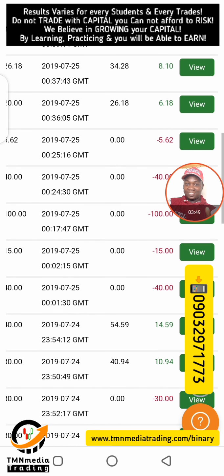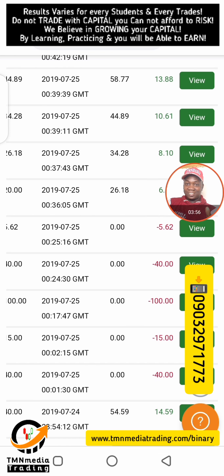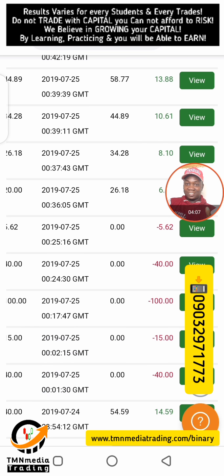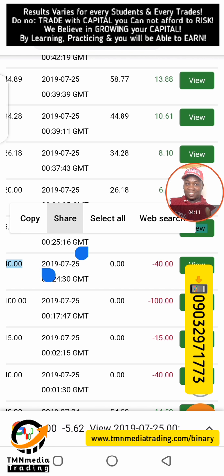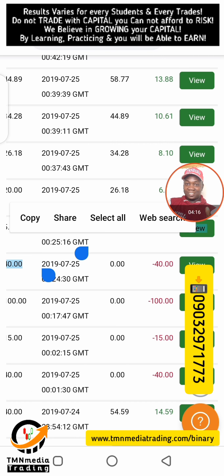Losing is part of the whole drill, but don't allow it to get to you. You can see all the losses, right? The trades are together, like this one, this trade is together. I did them at the same time. Also, these two, I did them at the same time. These two, the 5 and 40, I did them at the same time. 100 separate, 40 and 15, I did at the same time.